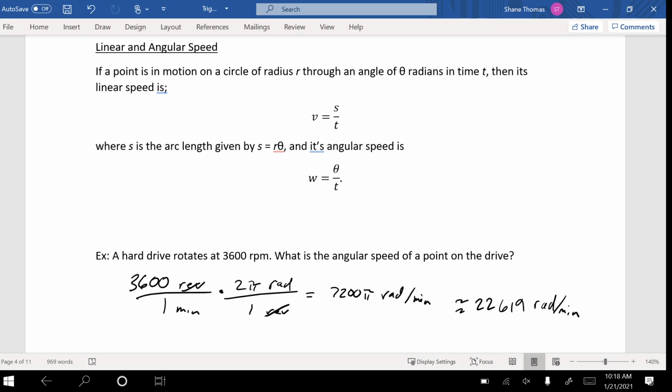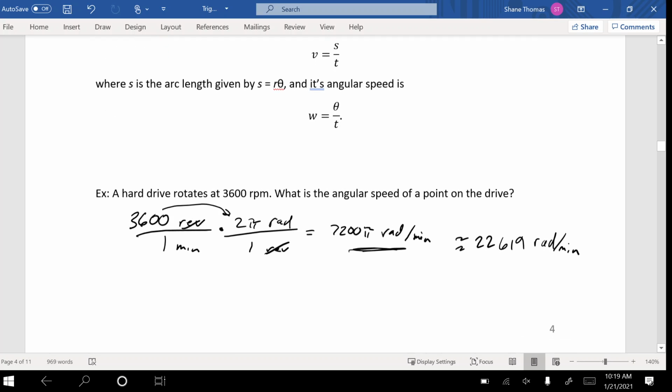I'd probably just leave it as this because then we're going to use that angular speed for our linear speed. Okay? Why'd we cancel the 2 pi radian? We didn't. We just multiplied 3,600 times 2 pi, because 7,200 pi. We wanted to change it from the units it was in to our radian units. All right, so we had to do that to get to this next point.